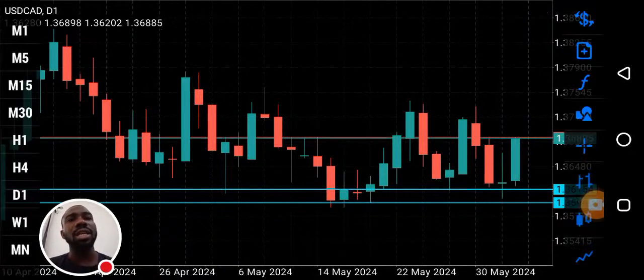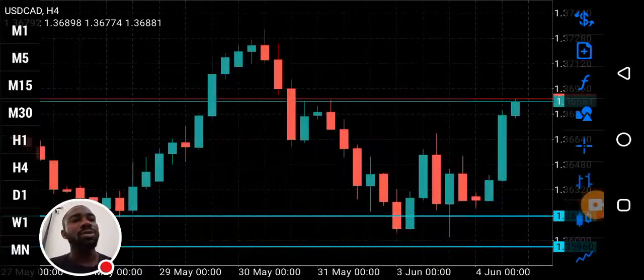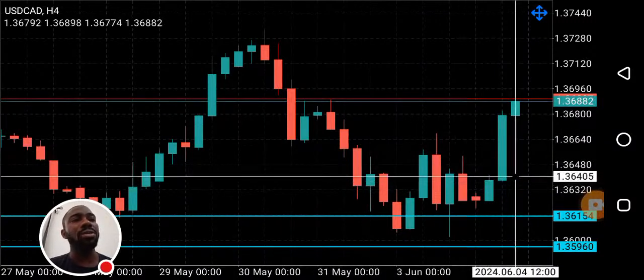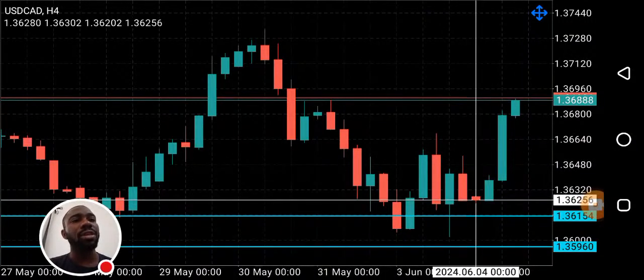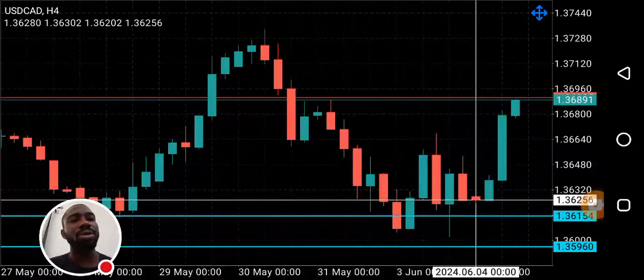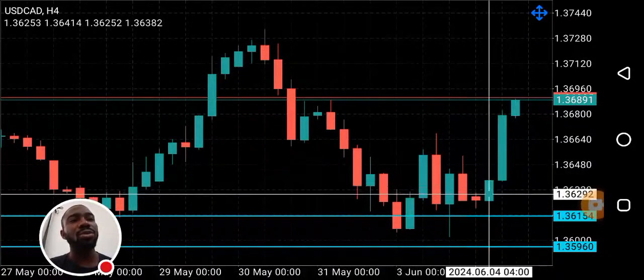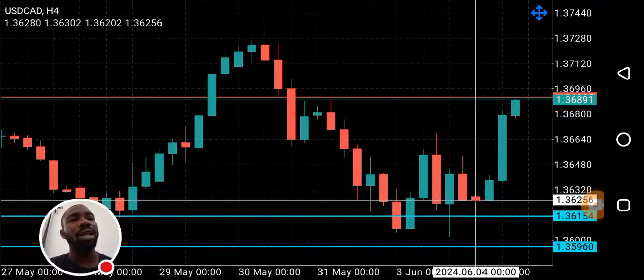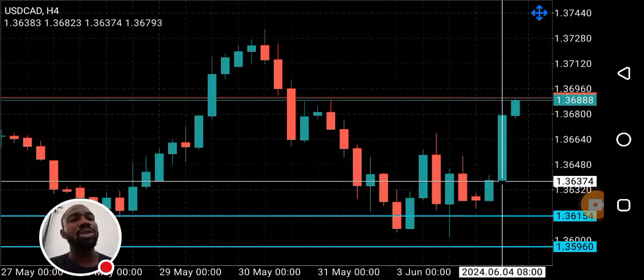Let's go to 4-hour. This would have been the best time to buy USD CAD. Can you see? After the close of this, we had what looks like a spinning bottom here, and the next candlestick closed bullish above the high of that spinning bottom. So this would have been the best price to buy USD CAD.